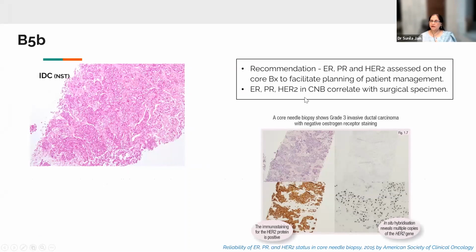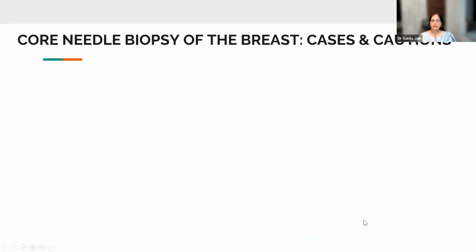These are the markers recommended: ER, PR and HER2 assessment to be done for planning of patient management. And we have seen that there is good correlation of these on the surgical specimen. So this is negative for ER and HER2. Let us see a few cases where we need to be cautious when interpreting our biopsies.